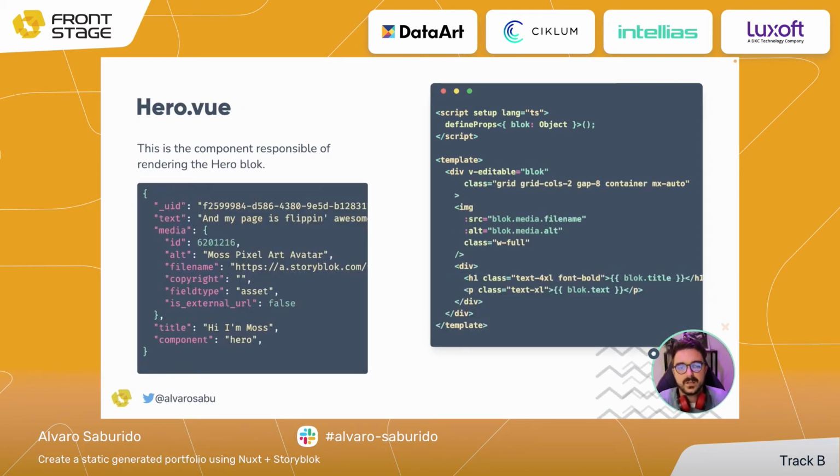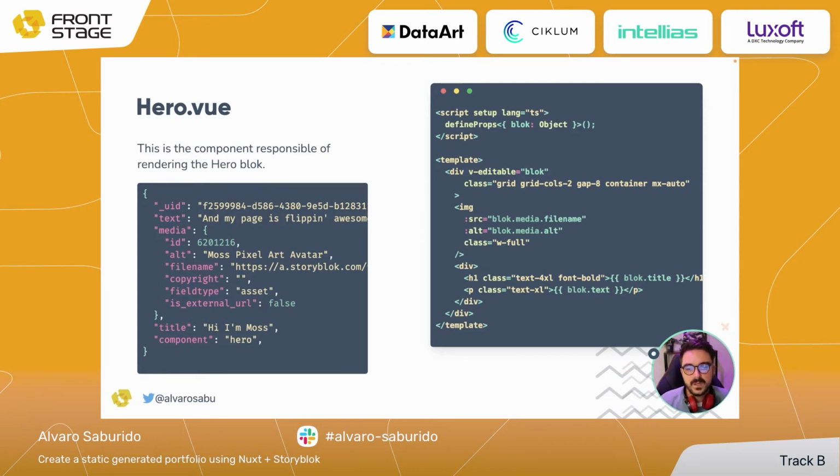Then let's create the hero component. It's going to be pretty similar to the previous one because we are going to define again a block, which is an object, as a prop, and then create some layout for it. In this case, I'm creating a grid that will have an image on one side and the content on the right side. We're going to access the block title and block text, exactly the same fields that we created on the interface.